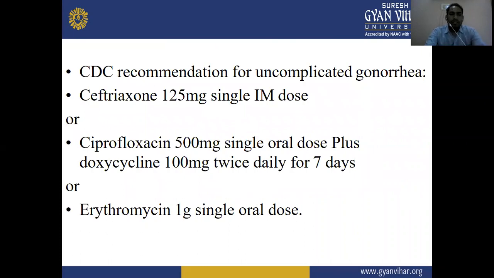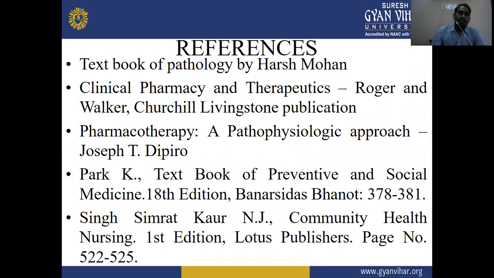Next one, CDC recommendation for uncomplicated gonorrhea is ceftriaxone 125 mg single intramuscular dose, or ciprofloxacin 500 mg single oral dose, plus doxycycline 100 mg twice daily for 7 days, and erythromycin 1 gram single oral dose given in the treatment of gonorrhea. Those are the references for gonorrhea and syphilis, sexually transmitted diseases.